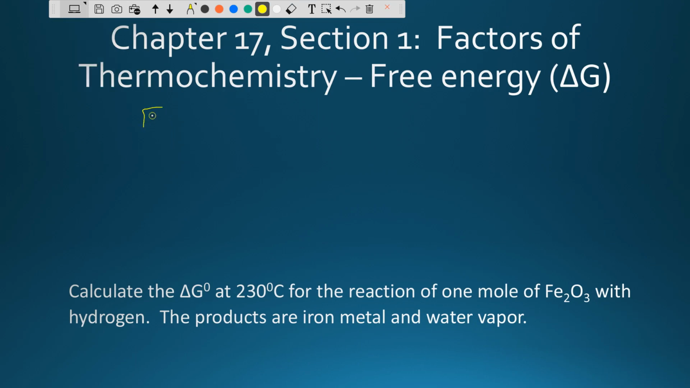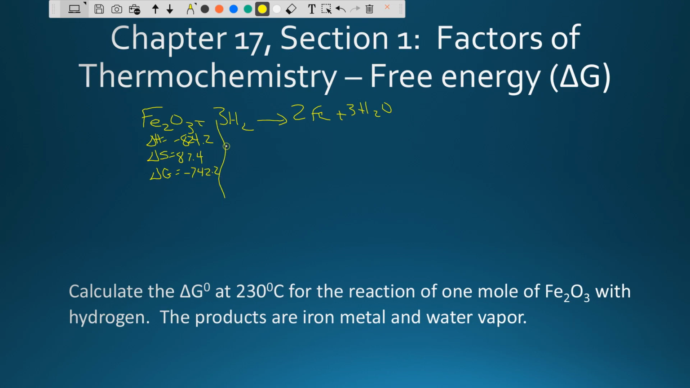Okay, so I'm going to take iron 3 oxide, Fe2O3, plus 3 hydrogens, and that will give me 2 irons and 3 waters. Okay, so looking at this, my delta H ends up being a negative 824.2. My delta S, that would be 87.4. And my delta G value, again, just from the charts, negative 742.2.